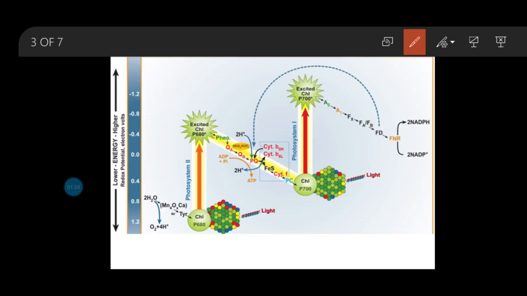Now in this slide we will discuss the process of photophosphorylation and the light reaction. Now see here, it is P680, also known as PS2 or photosystem 2. At first we should know what a photosystem is. A photosystem is a complex made up of protein molecules and pigment molecules. In photosystem 2, the central chlorophyll molecule absorbs light with the wavelength 680. For that reason, that reaction center is known as P680.